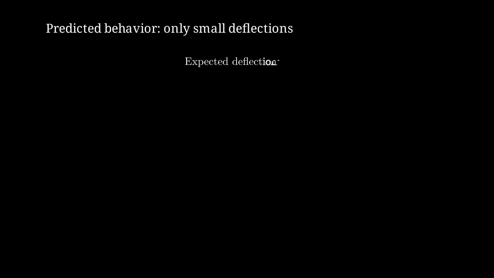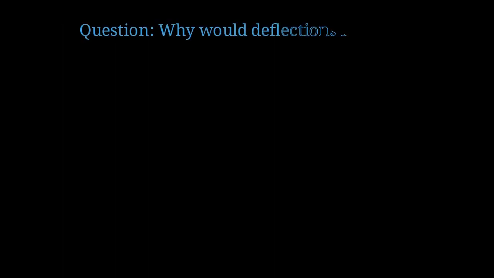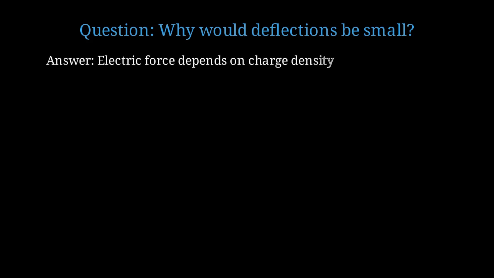The null model predicts deflection angles theta less than 1 degree. Any alpha particle passing through should experience only gentle nudges from the diffuse positive charge. Let me pose a question. Why exactly would deflections be small in the plum pudding model? The answer lies in charge density.